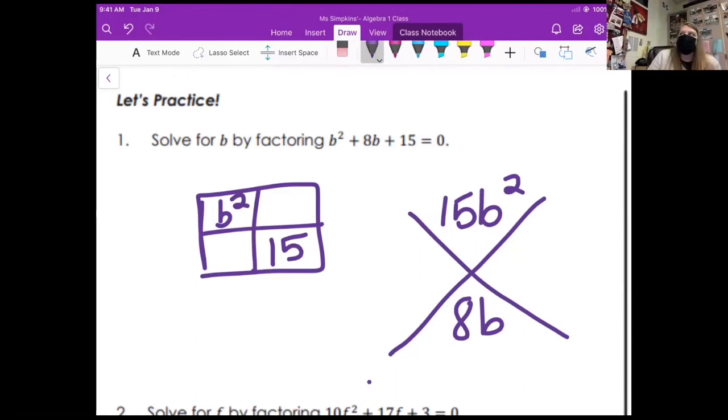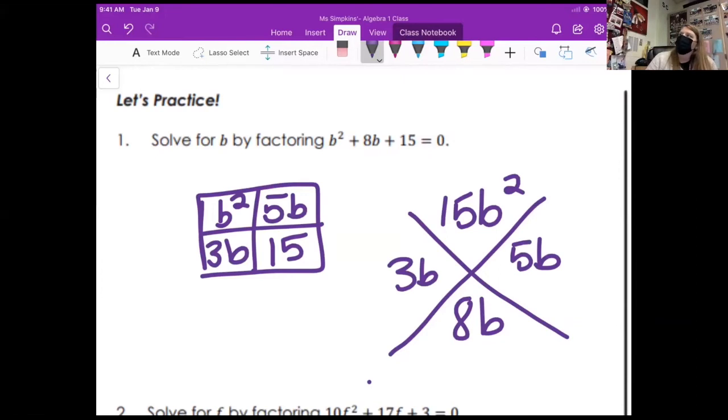So 2 things that multiply to get 15, add to get 8. This one's a little bit more simple than most. What are they? 3B and 5B. So that's what I want to fill in the other 2 boxes with.